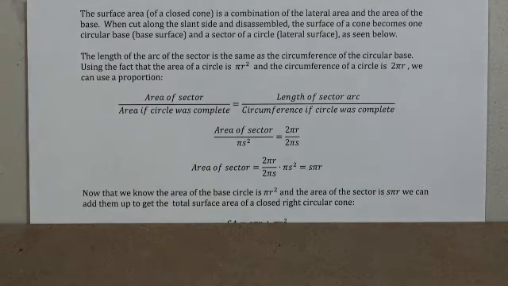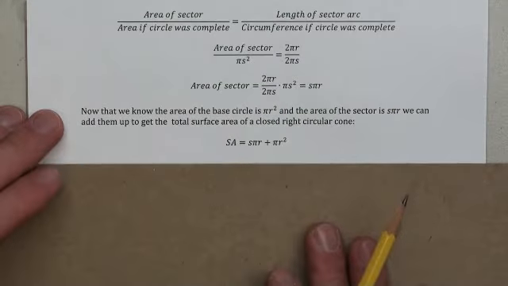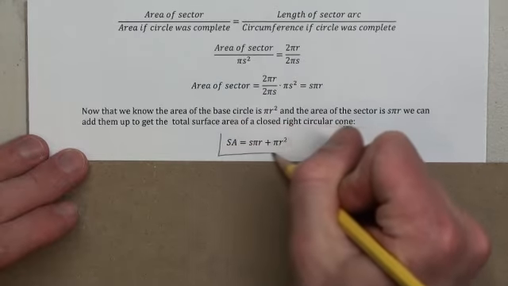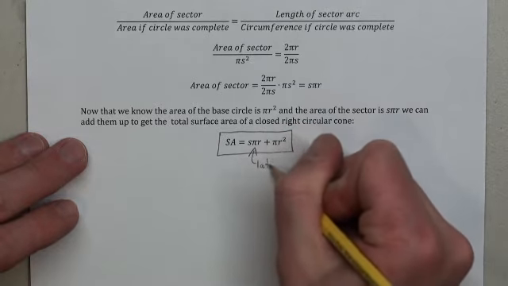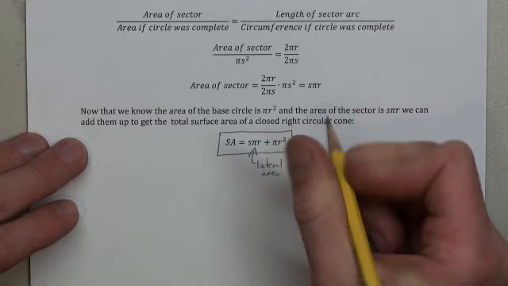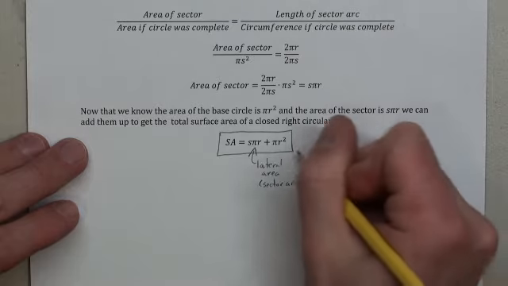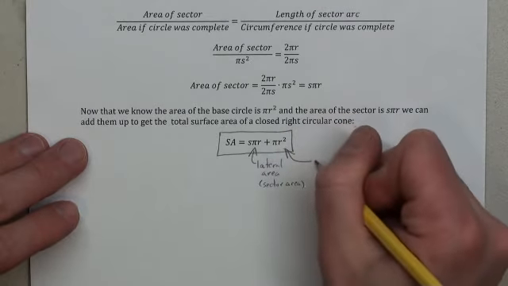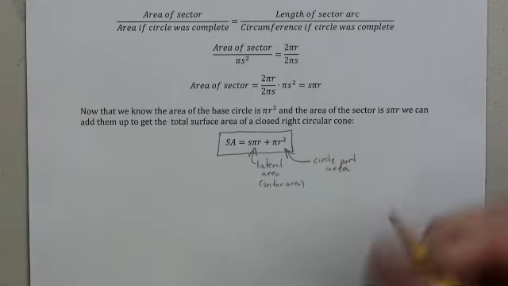So now that we know the area of the base circle is pi r squared and the area of the sector is s pi r, we can add them up to get the total surface area of a closed right circular cone. Okay? Which is surface area equals s pi r, which is the lateral area, in other words the sector area, and we have pi r squared, which is the circle part area. And here's what I mean by that.